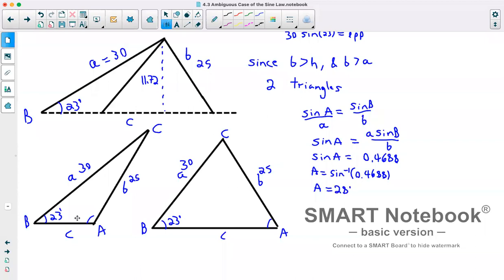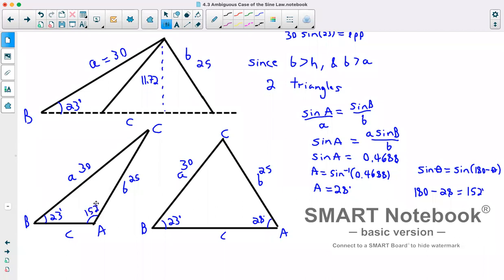Now we have two different angle A's, so we have to decide which one's 28. Now we can clearly see this angle is less than 90, while this one's greater than 90. This one's obtuse, while this one's acute, so this one would be 28 degrees. Now to figure out this one, we're utilizing information we picked up in section 4.1, in which we talked about how sine of our angle is the same as sine of 180 minus our angle. So therefore, to get this angle here, we're just going to go 180 minus our angle of 28, which gives us 152.